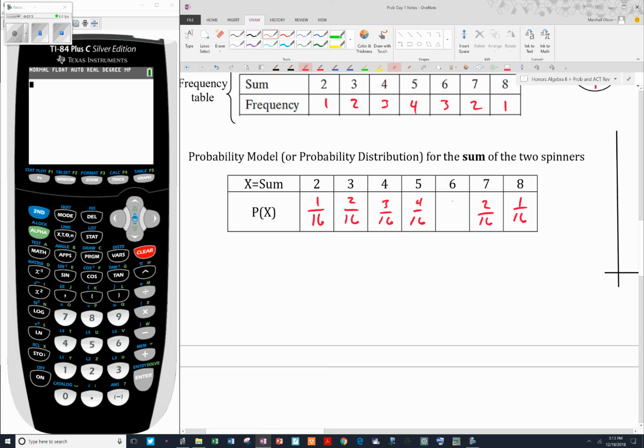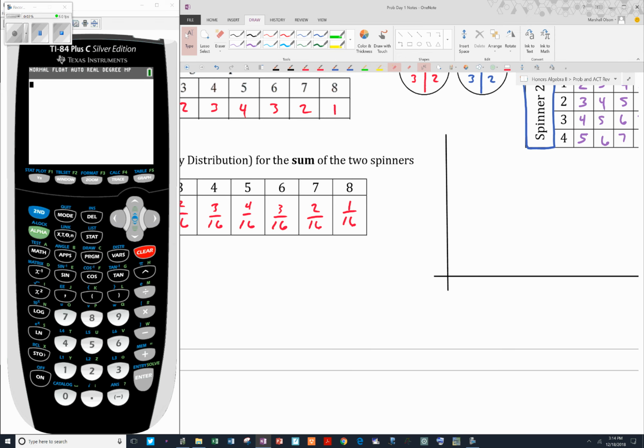Now notice, a lot of these fractions can be simplified, and you are certainly welcome to simplify them if you'd like. I like to leave them not simplified just to easily compare them, kind of at a quick glance. So I keep them all over 16 here. Either way is fine. You can simplify them if you'd like.